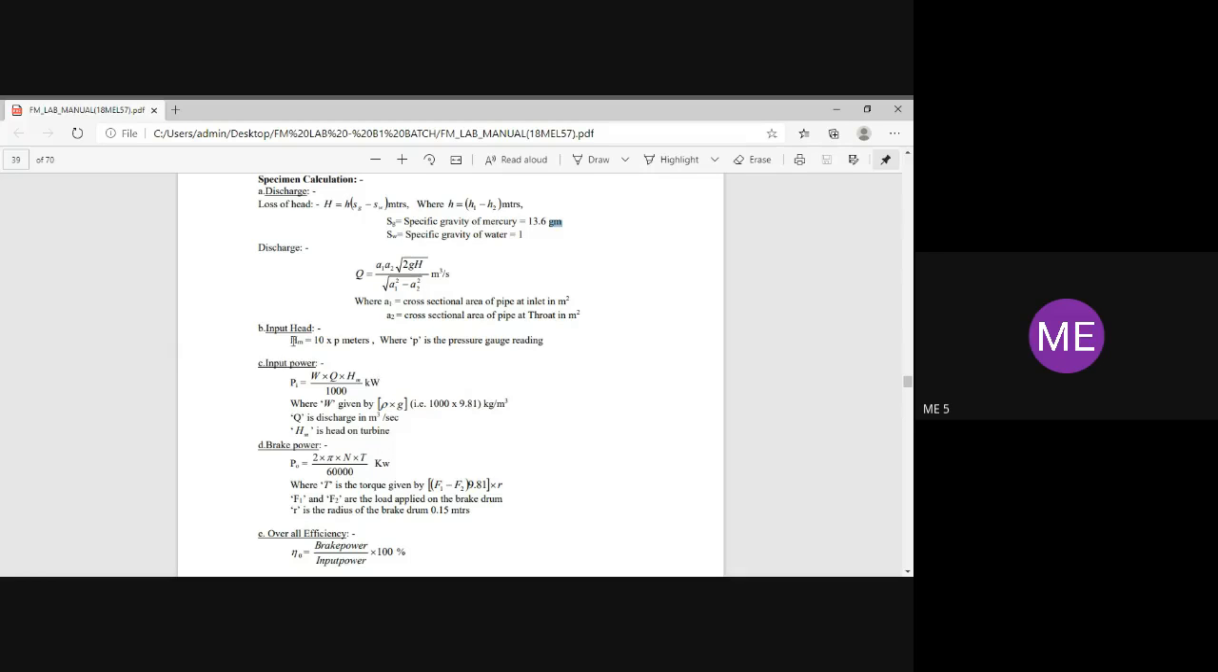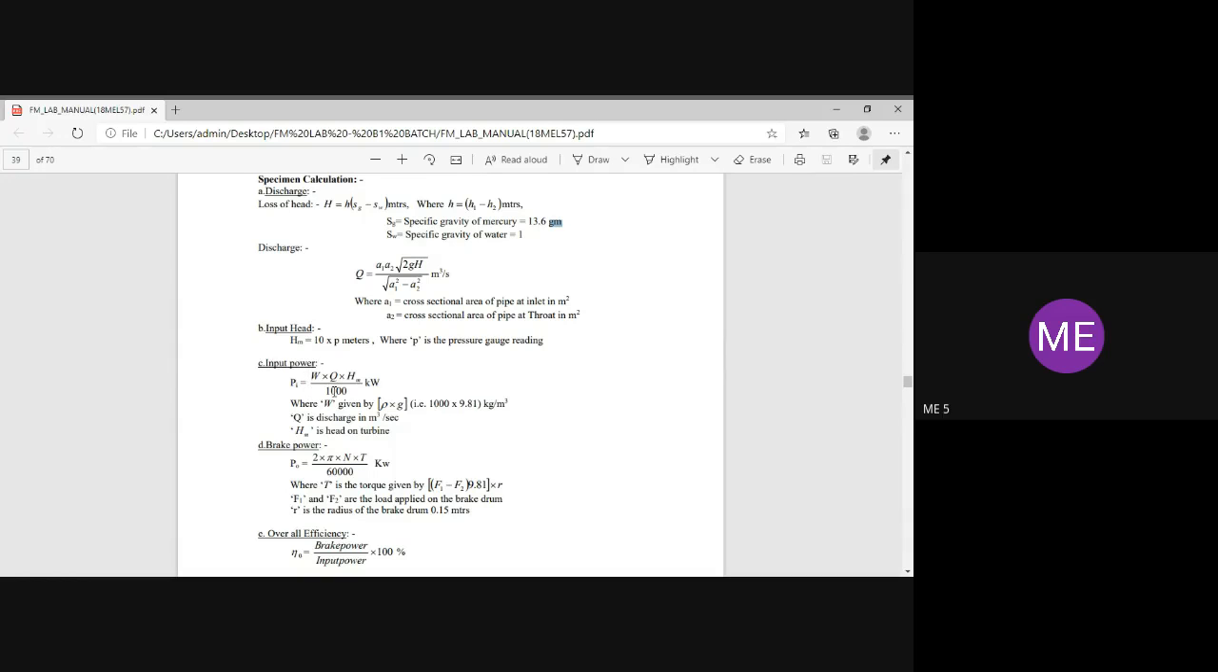Next, input head, you have to calculate as N into P meters. Whatever pressure gauge reading you have, suppose 2, you have to convert into input head by multiplying by 10. That is given in kgf per centimeter square, and what we are getting is in meters. The multiplication factor is 10. So suppose if it is 1.5, you take 15 meters. If it is 2, you take 20, like that.